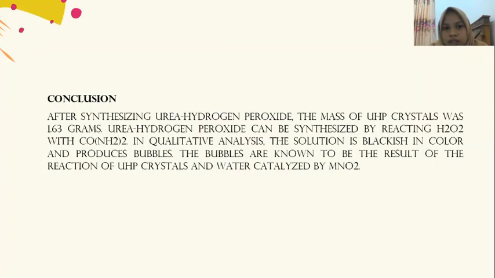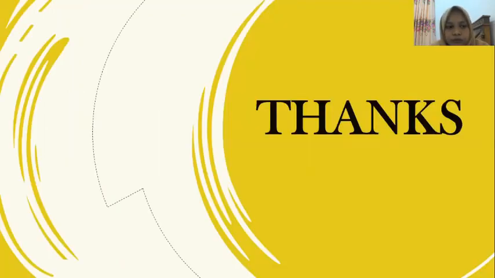Conclusion: after synthesizing urea-hydrogen peroxide, the mass of the UHP crystal was 1.63 grams. Urea-hydrogen peroxide can be synthesized by reacting H2O2 with CO(NH2)2. In the qualitative analysis, the solution is blackish in color and produces bubbles. The bubbles are known to be the result of the reaction of UHP crystal and water catalyzed by MnO2.